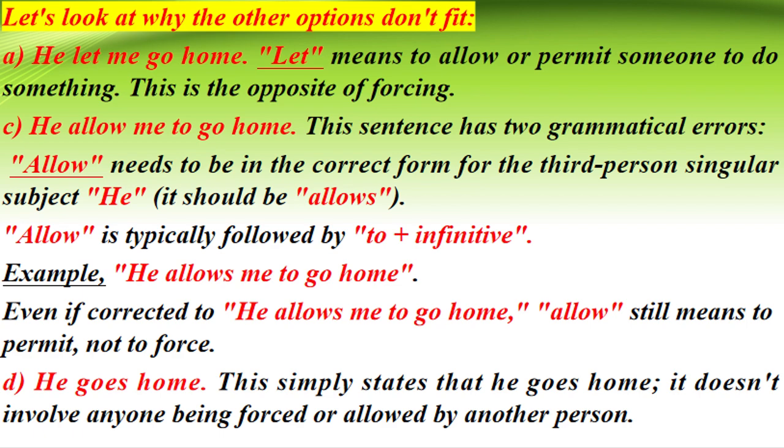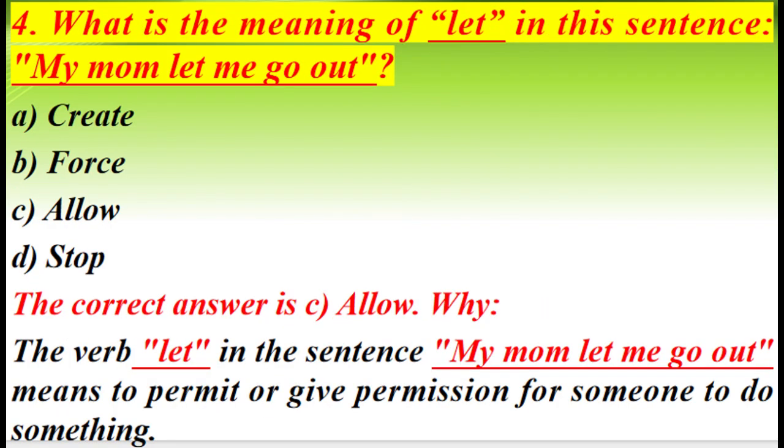4. What is the meaning of let in this sentence? My mom let me go out. A. Create. B. Force. C. Allow. D. Stop. The correct answer is C. Allow. Why? The verb let in the sentence my mom let me go out means to permit or give permission for someone to do something.